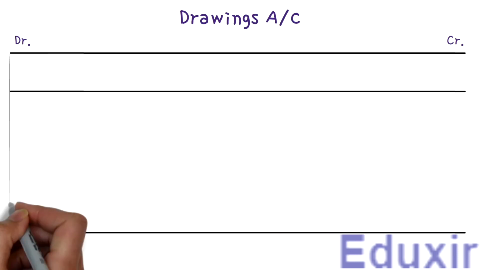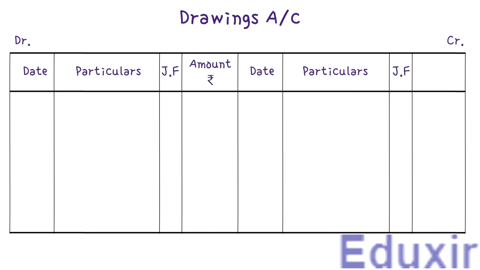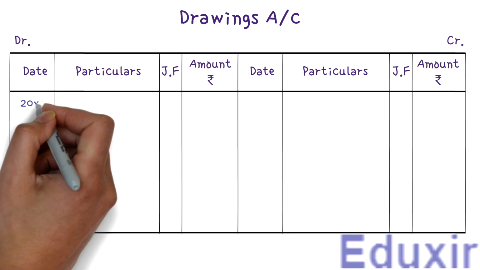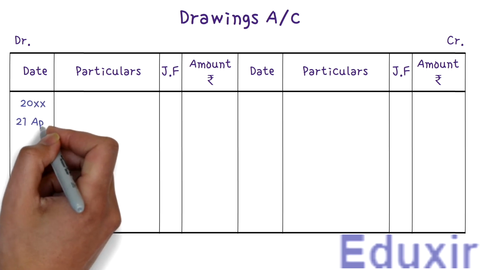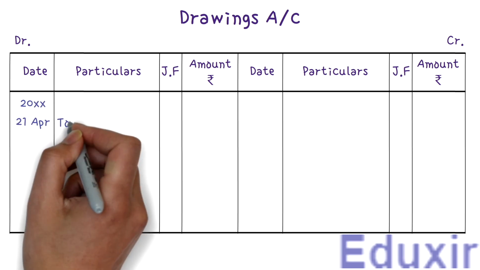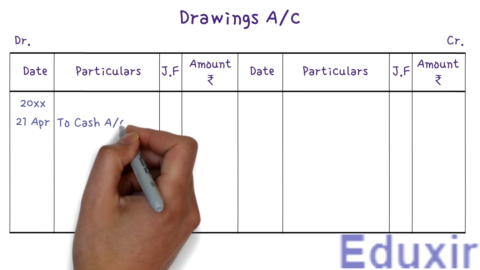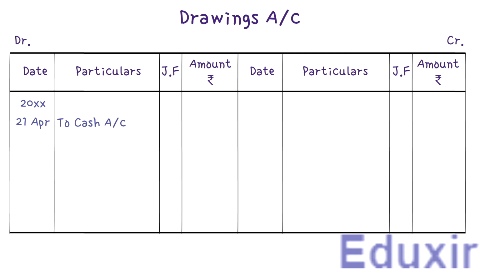Let us then have the ledger account format with all the headers. As this is the first entry on the debit side, let us first write the year in the date column. Let us then write the date. We need to write to cash account into the particulars column. Let us then write the debit amount of 1000 rupees in the amount column. That completes the posting of this journal entry into drawings account. Let us now take up the next entry.